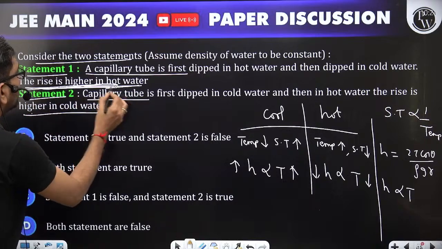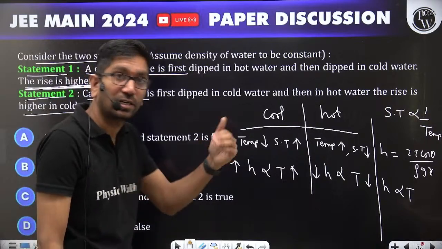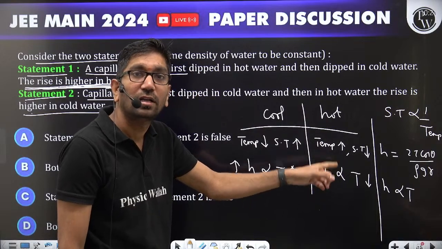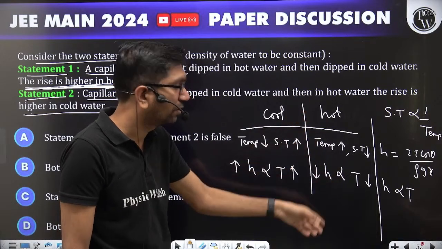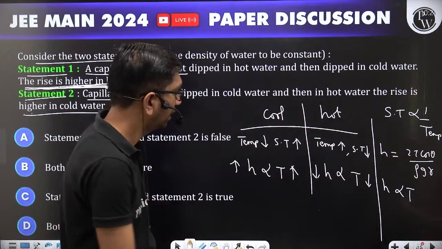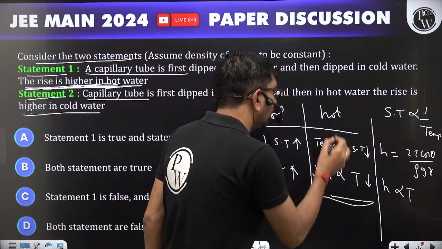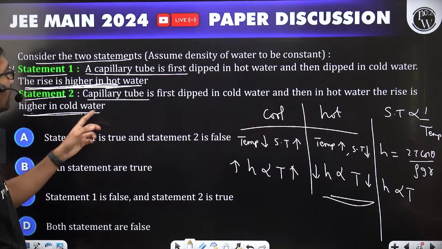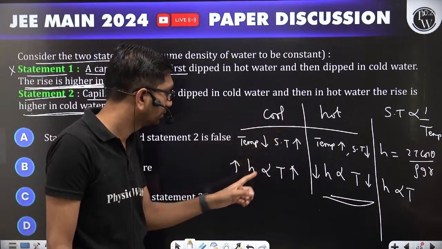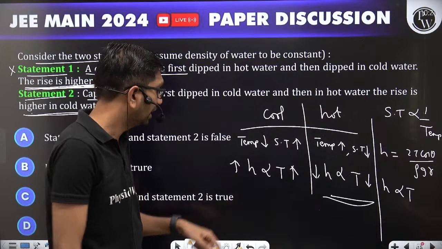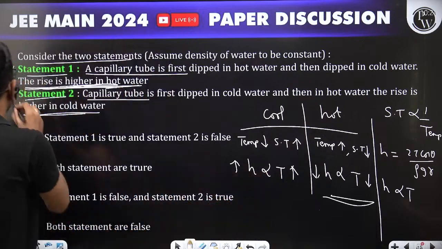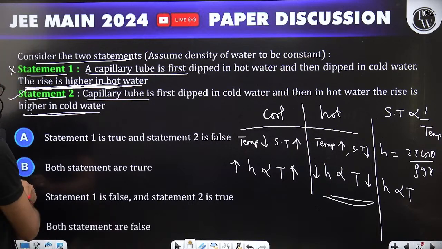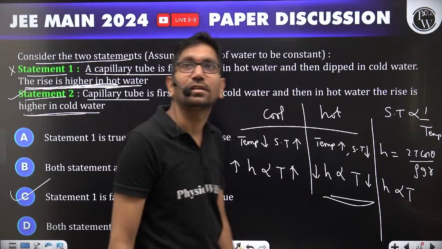Now see here, the statement says the rise is higher in hot water. But in hot water, the water will be falling in a downward direction. So finally it is confirmed that statement 1 is wrong. The height rises higher in cold water, so statement 2 is correct. Statement 1 is false and statement 2 is true. Option C is the correct answer.